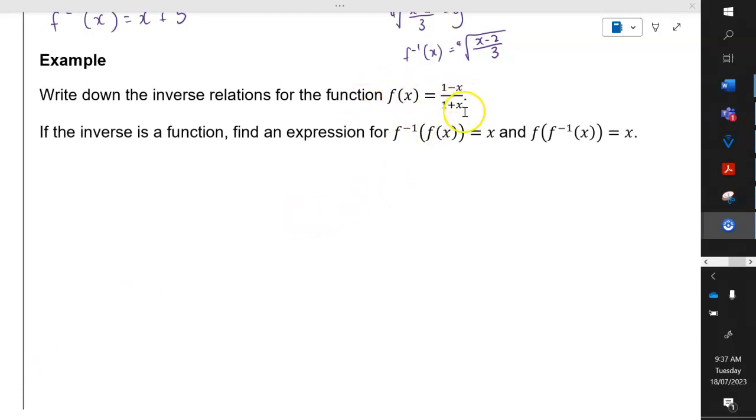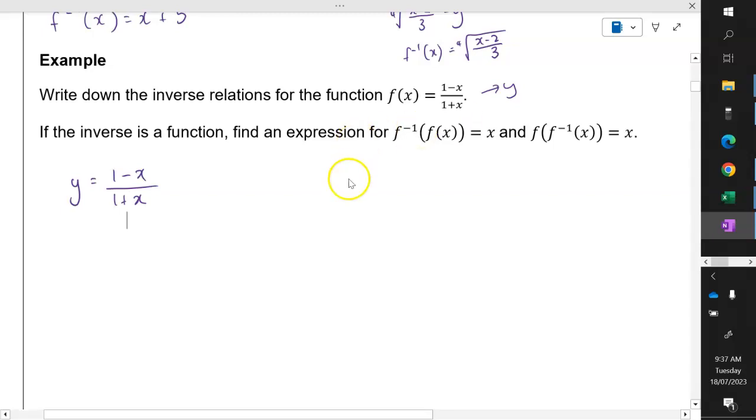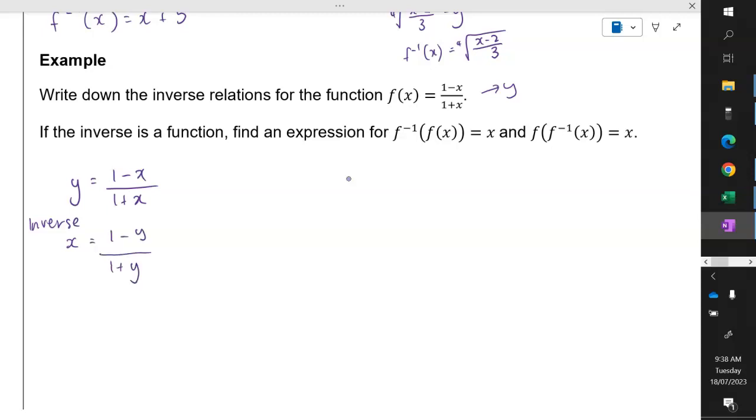f(x) is (1 minus x) over (1 plus x). Now that f(x) is also our y. So I'm going to start by writing that y equals (1 minus x) over (1 plus x). Now in order to find our inverse, and decide if it's an inverse relation or a function, we swap our x's and our y's. So I'm going to write that to find our inverse, x equals (1 minus y) over (1 plus y). Now this is what we would call our inverse relation.